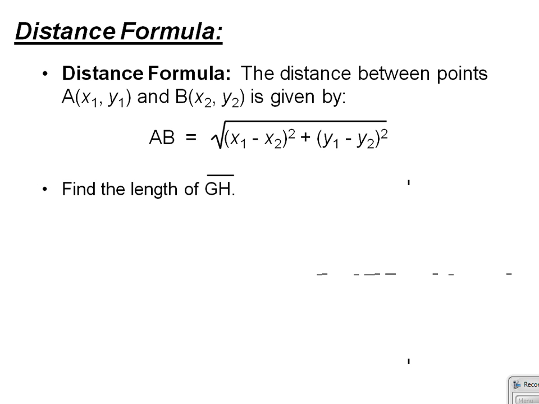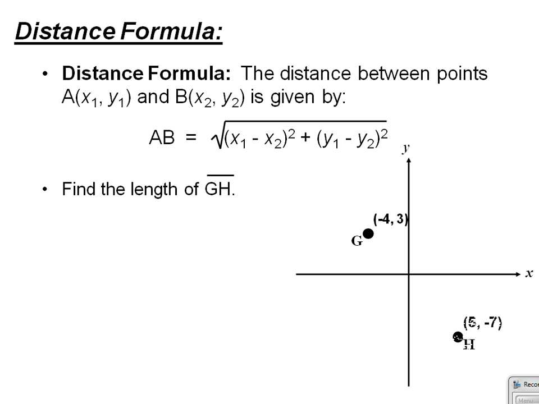For example, let's say that we were given the length GH, where G has the coordinates -4, 3, and H has the coordinates 5, -7. To employ this formula, we first need to recognize what x sub 1, y sub 1, x sub 2, and y sub 2 are. So, going to my 2 points, the x value in G is -4, so that'll be x sub 1. The x coordinate in H is 5, so that'll be x sub 2. The y coordinate in G is 3, so that'll be y sub 1. And the y coordinate in H is -7, so that'll be y sub 2.